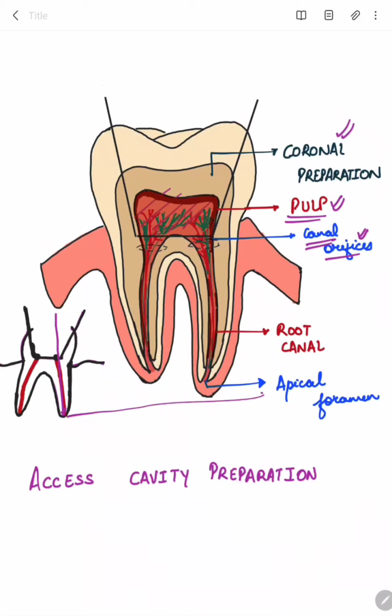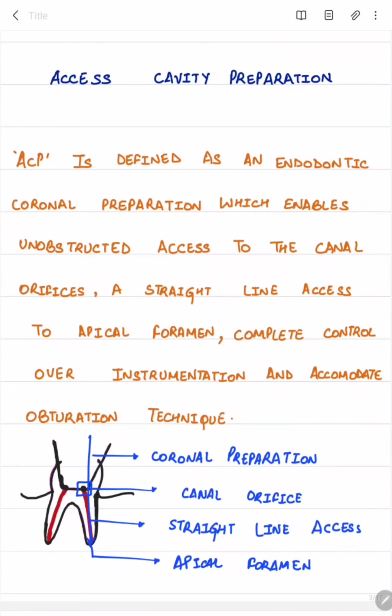So this is the apical foramen. You can see we are supposed to achieve a direct line access, or you can say a straight line access, to the apical foramen. Now the definition of access cavity preparation: it is defined as an endodontic coronal preparation which enables unobstructed access to the canal orifice, a straight line access to the apical foramen, complete control over instrumentation and accommodates the obturation technique, right?